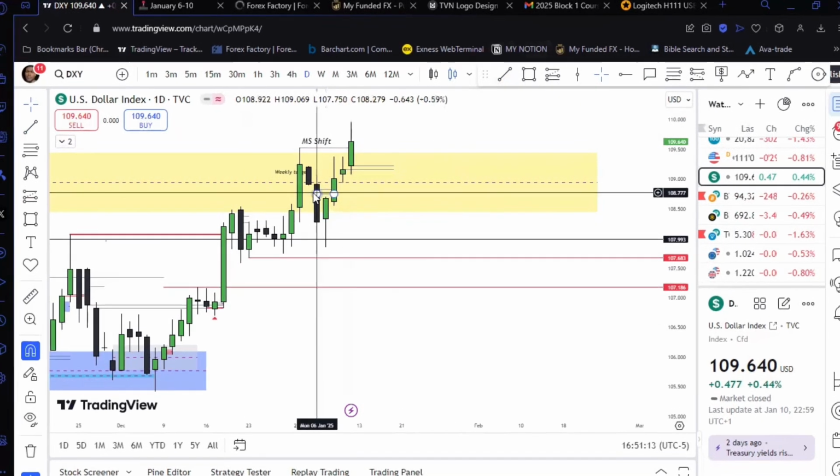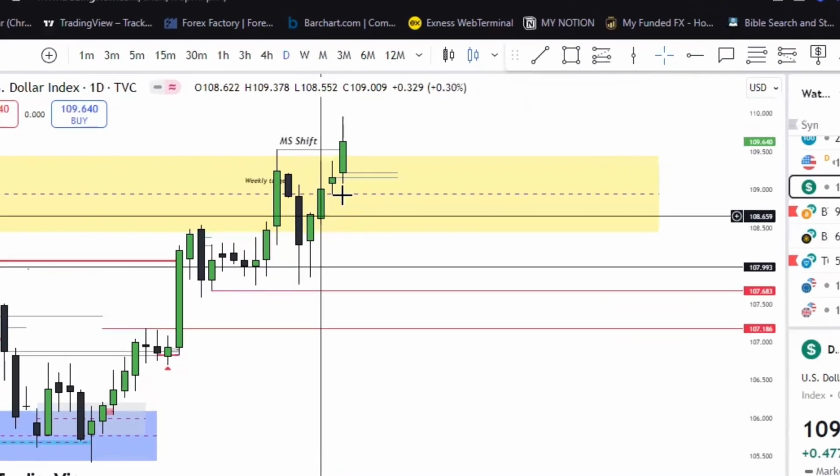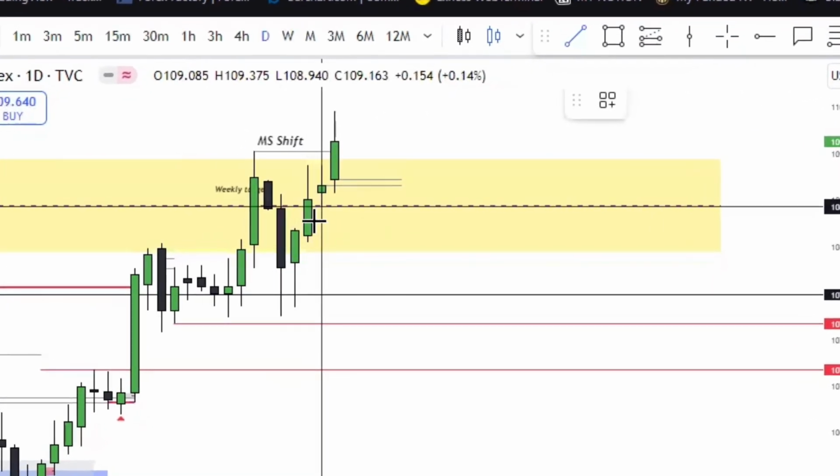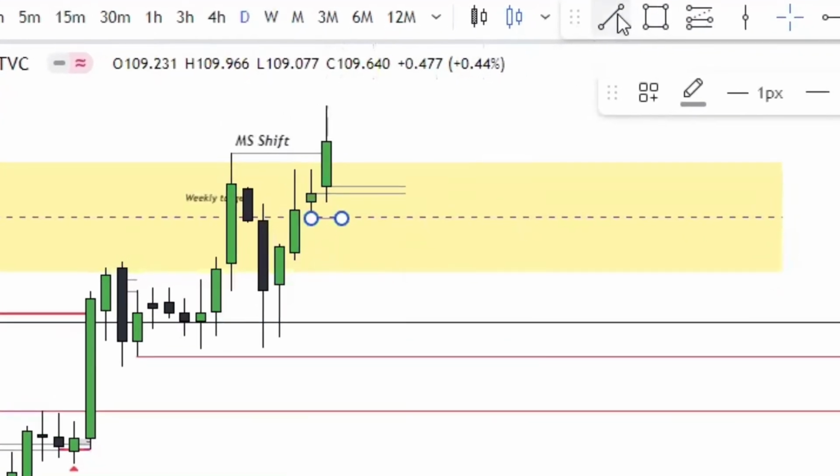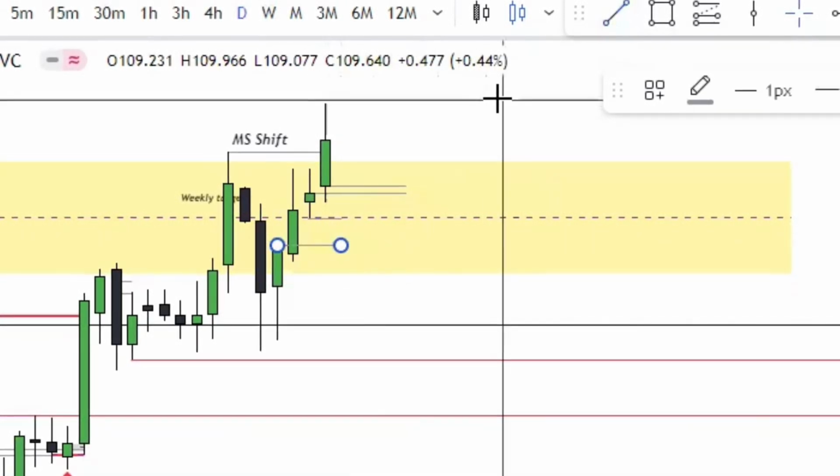Volume imbalance. Good. So we're seeing that same phenomenon again on the lower time frame. So we have volume imbalance and then we have what? A fair value gap at this level.